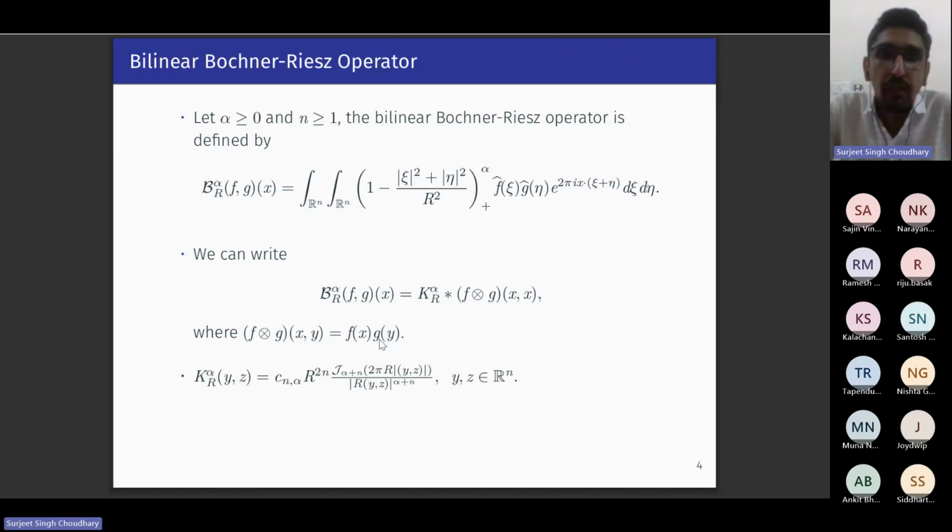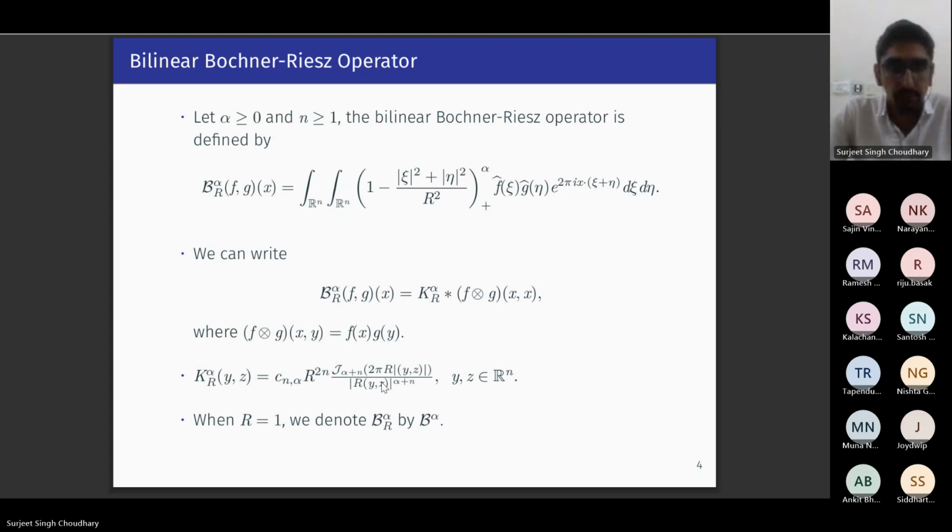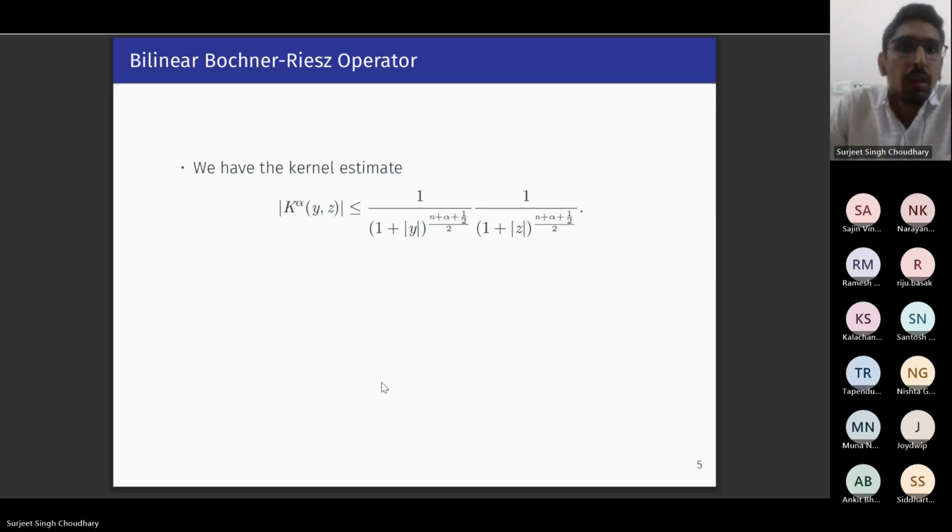And the kernel K_{alpha,r} is of a similar form to the linear case, just with a change in the dimension. There we had the kernel for dimension n, so here we will have dimension 2n. And when r is 1, we will denote B_{alpha,r} by B_alpha. So like in the linear case, using the asymptotics of the Bessel function, we have the following kernel estimate.